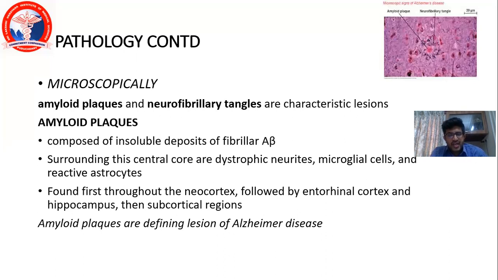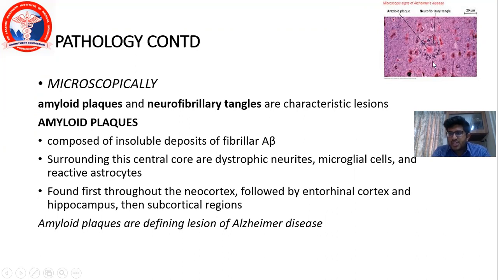Microscopically, we have amyloid plaques and neurofibrillary tangles. They are the characteristic lesions, but they are not specific because they are also seen in other dementias, like Lewy body dementias and frontotemporal dementias. So, what are amyloid plaques? They are composed of insoluble deposits of fibrillar A beta. There is an abnormal deposition of A beta.